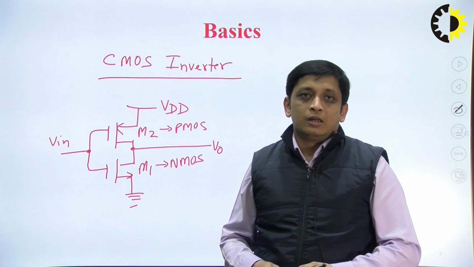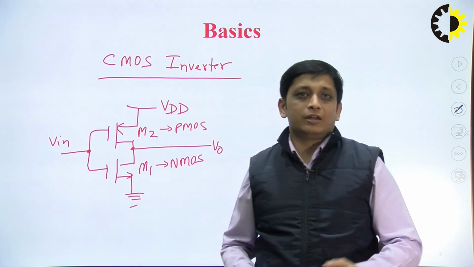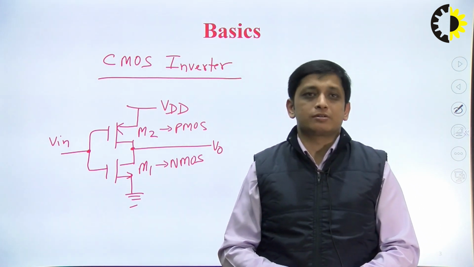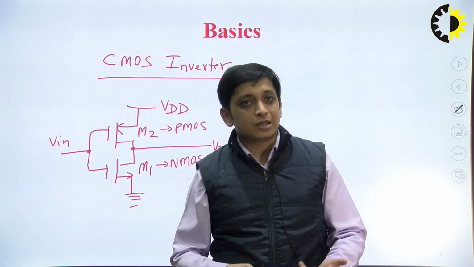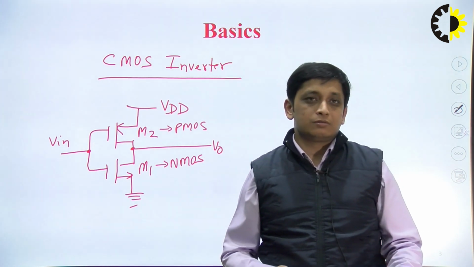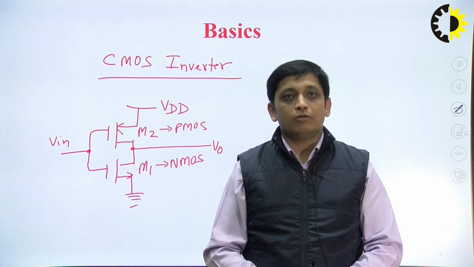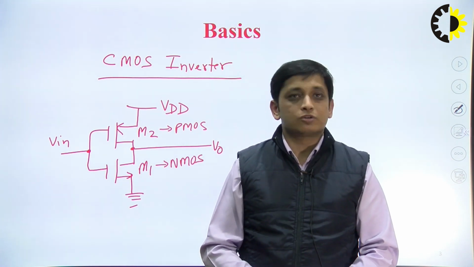You can see that we have applied only one input Vin, but in order to implement different Boolean expressions, there can be more inputs. There may be 2 inputs, 3 inputs, 4 inputs, 5 inputs, n inputs. So, how will we draw the CMOS structure of those Boolean expressions?